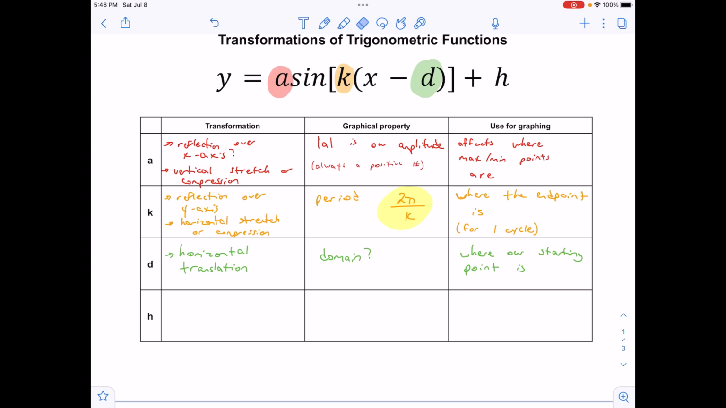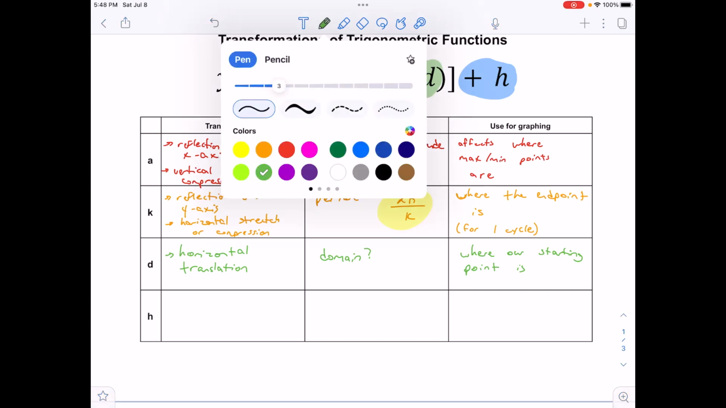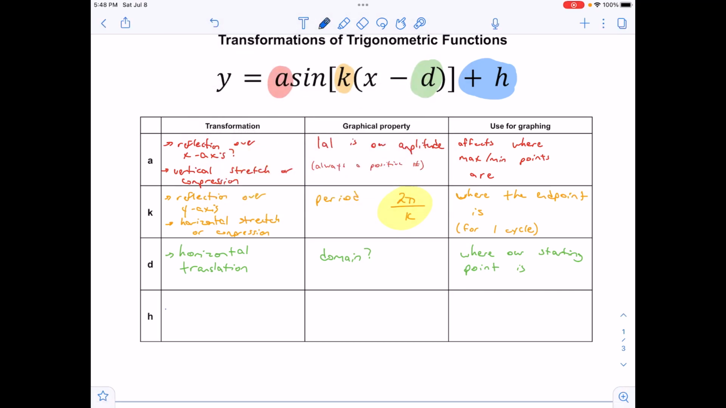H is the last one that we have. And notice that I've highlighted the plus sign this time, and it's because whatever sign that is comes along with the H. H represents a vertical translation, or a vertical shift. It might affect the range. If there is a shift, then the range is going to be affected. And then last but not least, this tells us the location of the midline.